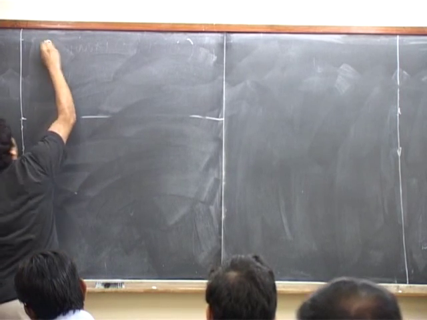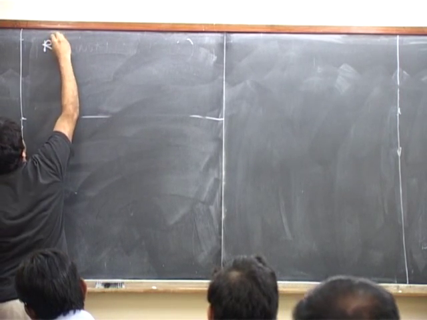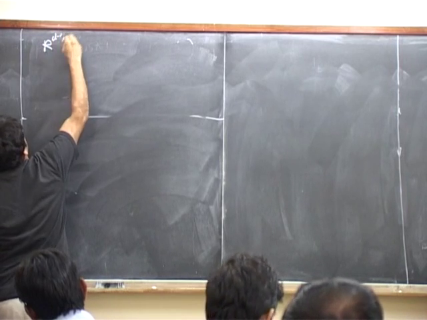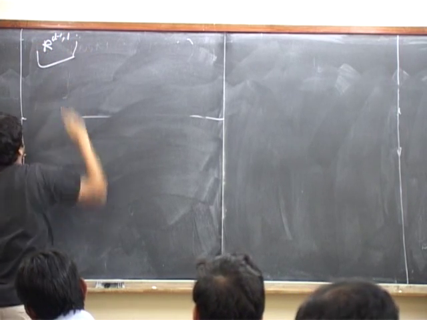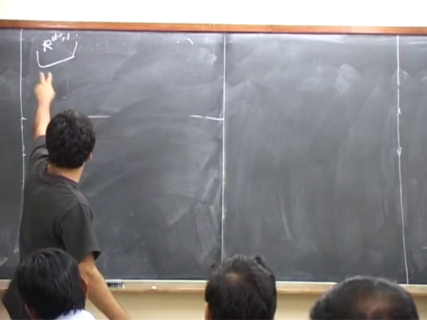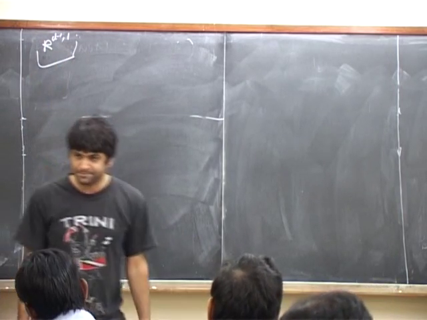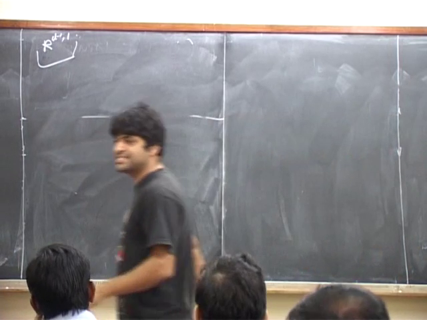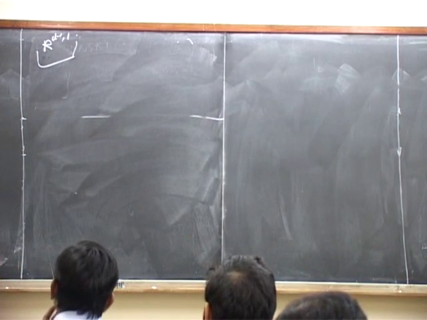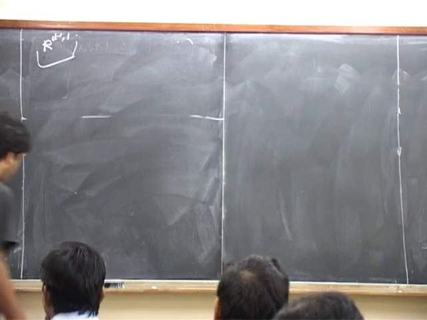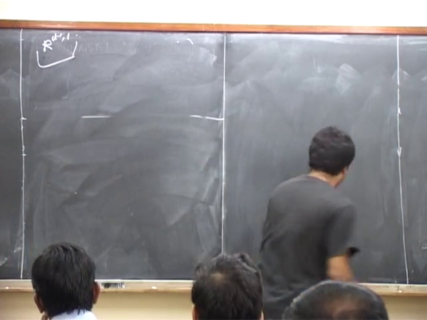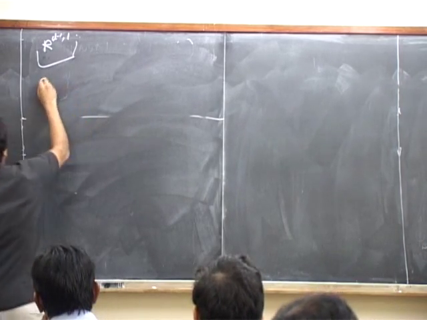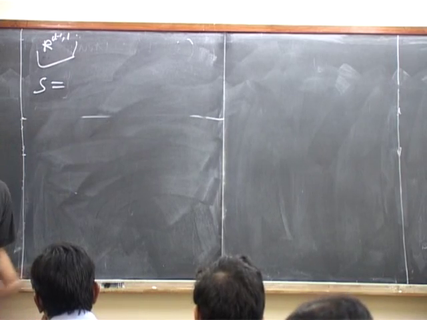Okay? So, our situation is R^(d-1,1), by which I mean we're in flat space with d minus 1 spatial dimensions and one time. And I want to understand how to quantize the motion of a relativistic particle moving around in this background. Now, in order to do that, what I want to do is to write down an action. So S is equal to something.